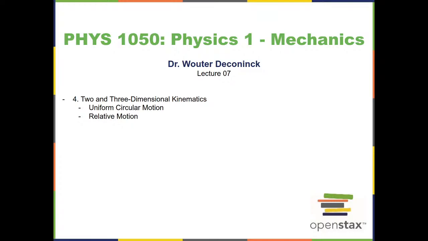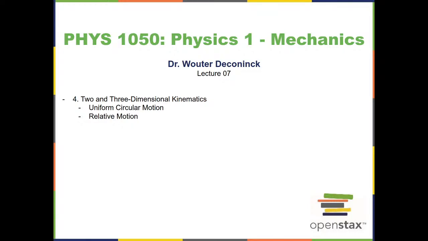So what we're going to talk about today is a continuation a little bit from last time, which is uniform circular motion, which we started talking about. And then we're going to also talk about non-uniform circular motion, which is slightly different, but of course very similar. It's still circular. And then we're going to go on to talk a little bit about relative motion, so talking about how to describe the same motion from two different reference frames.